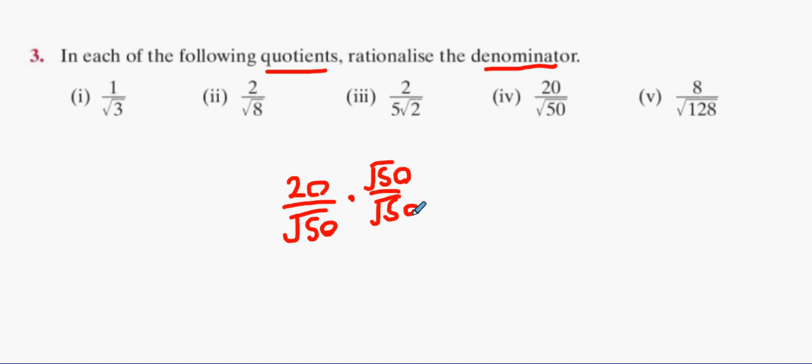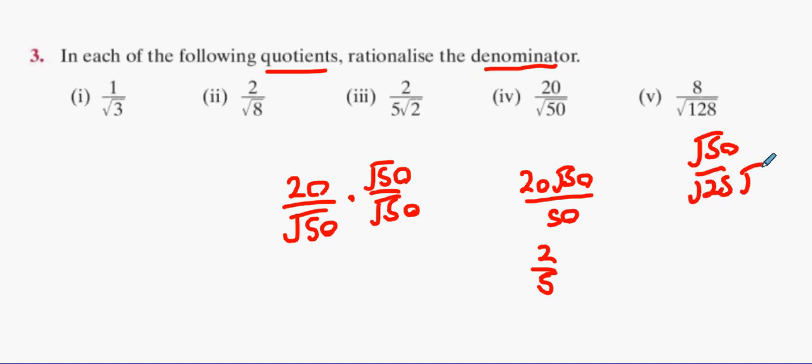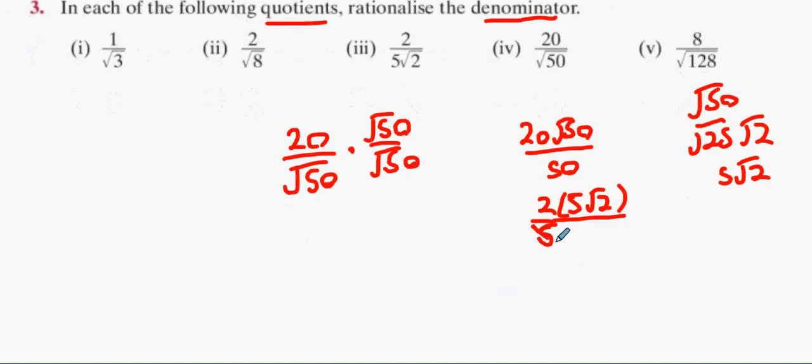Multiply top and bottom by root 50. Then what happens? I get 20 root 50 divided by 50, right? Cancel the, so it's going to be 2 over 5. Now what is root 50? It's root 25 by root 2, which is 5 root 2. What's 2 multiplied by 5 root 2 divided by 5? 10 root 2 divided by 5, which is just 2 root 2.